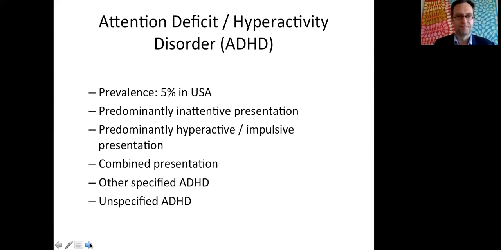ADHD. Many people have heard of ADHD. Some people think there's too much ADHD in the world, but in the USA, probably about 5% of children meet criteria for ADHD. Some studies that have been done in Africa show very similar rates. In fact, some have been even higher than that 5% that has been identified in the USA.